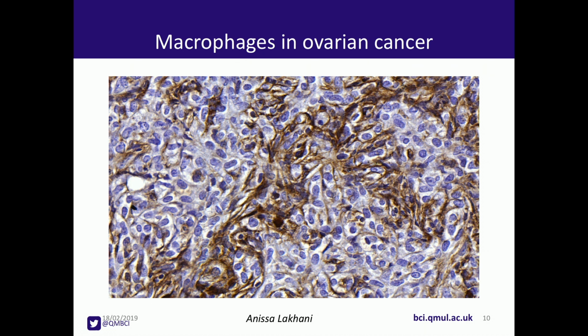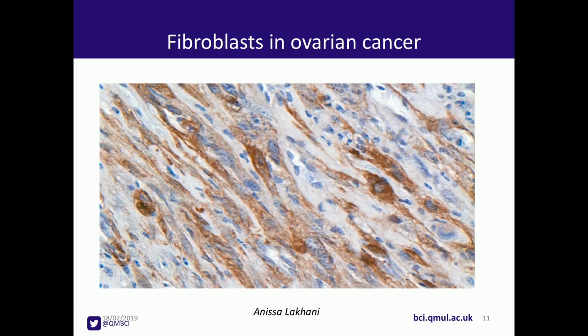This little area of ovarian cancer, again, the macrophages, we've highlighted them in brown. That's very specifically picking up macrophages. And you can see in this case, they're sort of weaving around the cancer cells. Then here's an example of some fibroblasts. So these are the long, thin cells that tend to wall off the cancers.